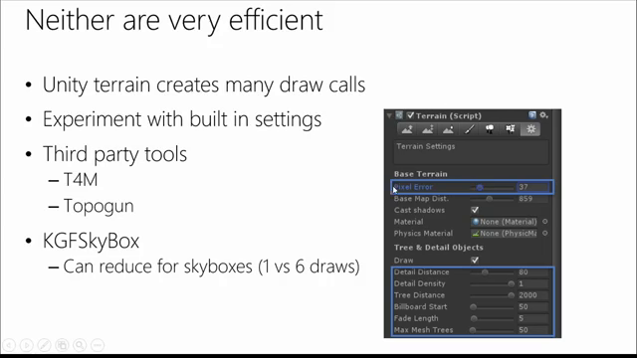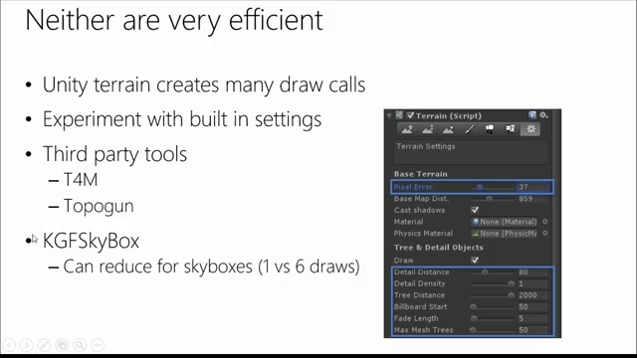Reducing pixel error can actually reduce the number of draw calls for terrain. Terrain is really hefty. You can drop a terrain in your scene, next thing you know, you have 300 draw calls. Really draw call heavy. There are some really cool third-party tools, T4M, Terrain for Mobile, to help optimize your terrains. You're going to do a demo with TopoGun.